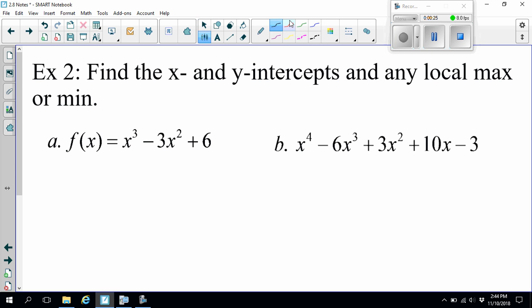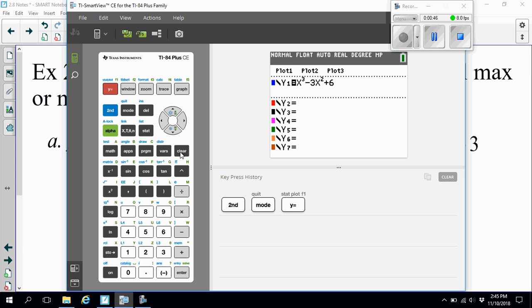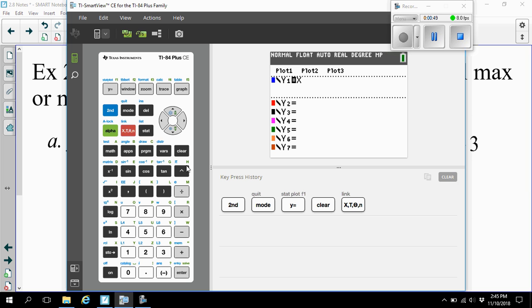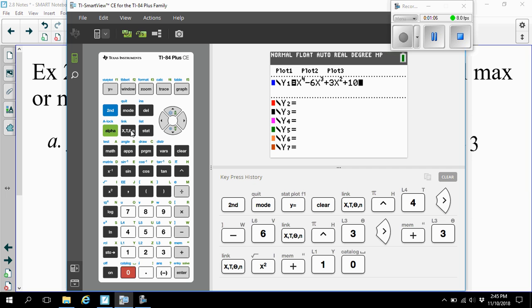So the first thing we are going to do is find the x-intercepts. To find the x-intercepts, we are going to use our graphing calculator. Remember, if you do not have a graphing calculator, you can always use Desmos. Going to our graphing calculator, we go to y equals, and make sure you clear the previous one. We enter x to the fourth, minus 6x cubed, plus 3x squared, plus 10x, minus 3.